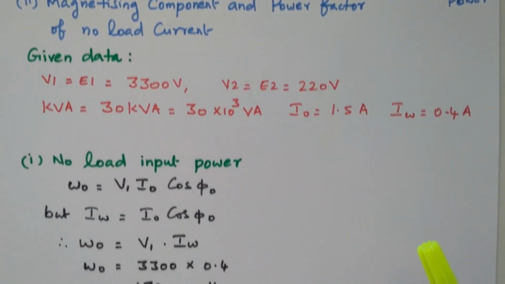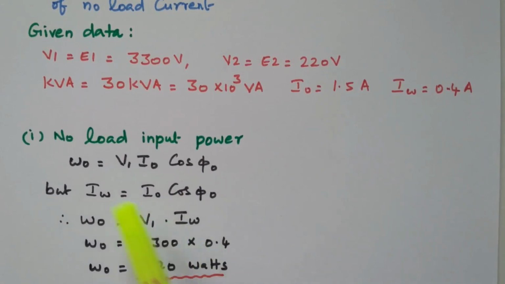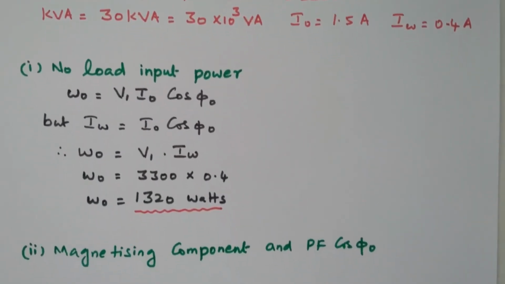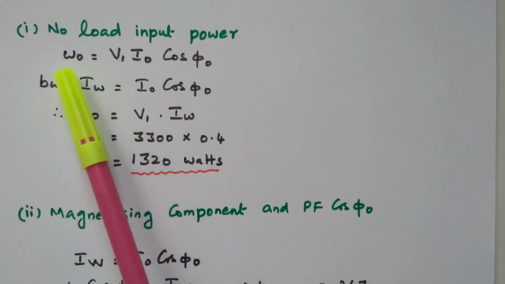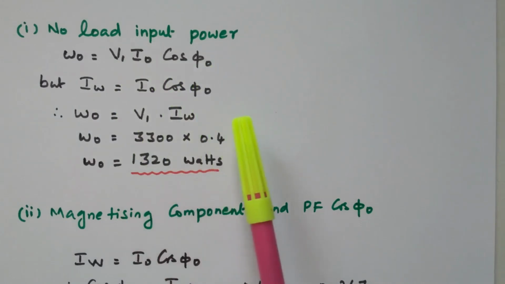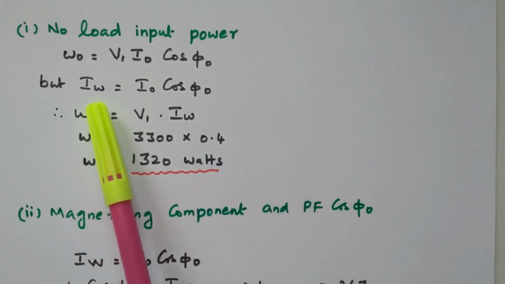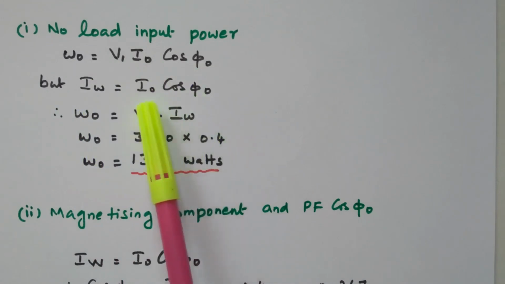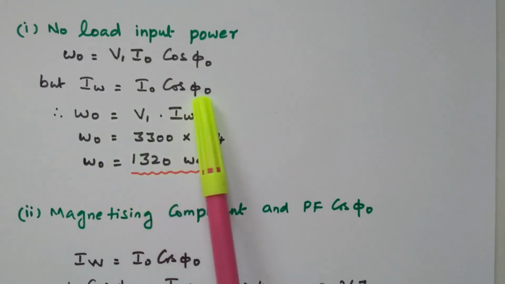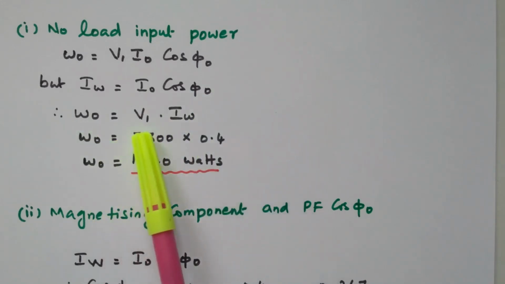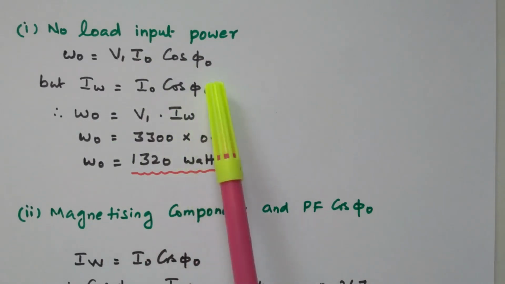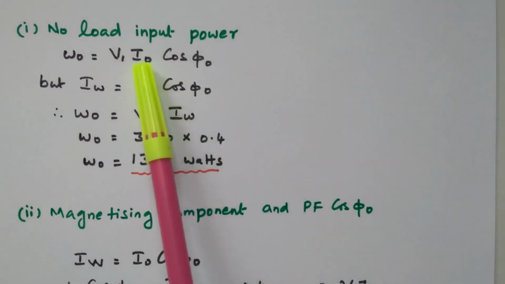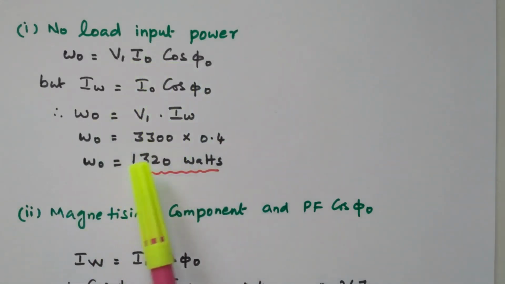We first find the no load input power, which is W naught equal to V1 I naught cos phi naught. But IW is given, and IW equals I naught cos phi naught. The cos phi value is not available, so we can replace I naught cos phi naught with IW, the working component. So W naught is V1 into IW.